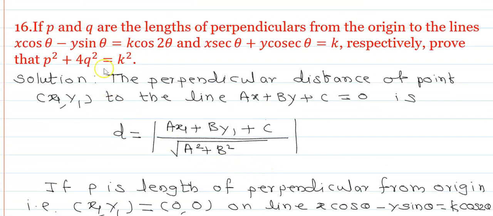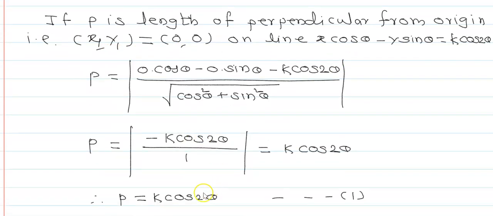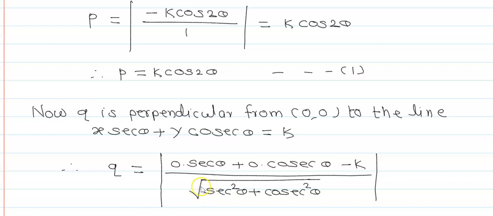It's very simple. P and Q are the lengths of the perpendiculars from the origin to the line. Then prove that P square plus 4Q square is equal to K square. This is the distance formula. Apply this distance formula from the origin to this line, and you will get P. This is equation 1.